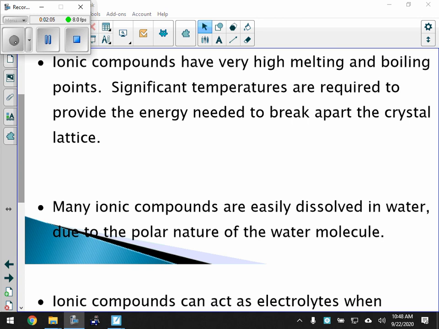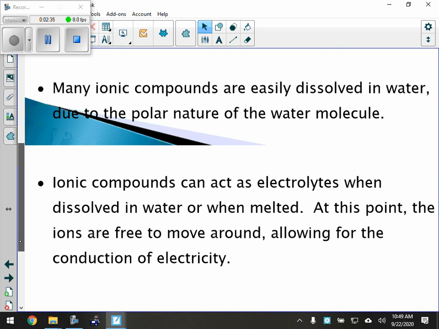It takes a lot of energy, maybe 800 degrees Celsius, to melt an ionic compound. Many ionic compounds are easily dissolved in water because water is polar. Water has a little bit of a negative and a positive end. Remember that from Science 10, cohesion and adhesion. We're going to talk about water. Water's pretty special. Water can pull ionic compounds apart sometimes, and that depends on the solubility chart, which is on the back of the periodic table. Many ionic compounds dissolve easily in water.